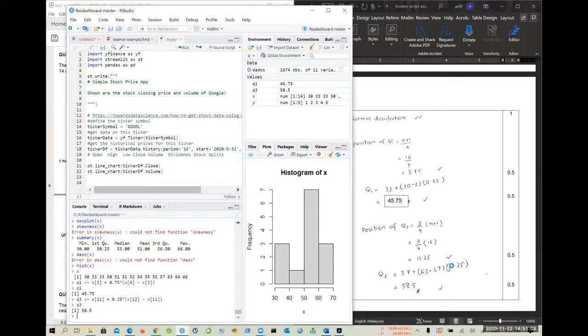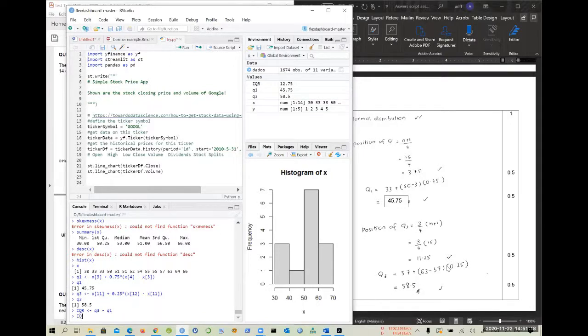So if you want to find the IQR, you can just find IQR is simply equal to Q3 minus Q1. So calculate this, you get IQR. So 12.75.